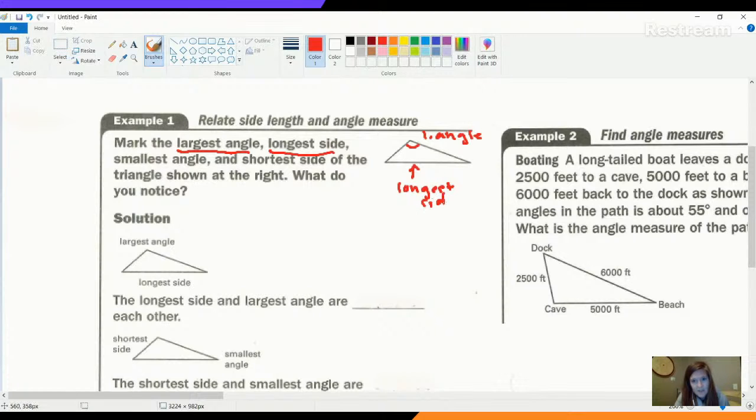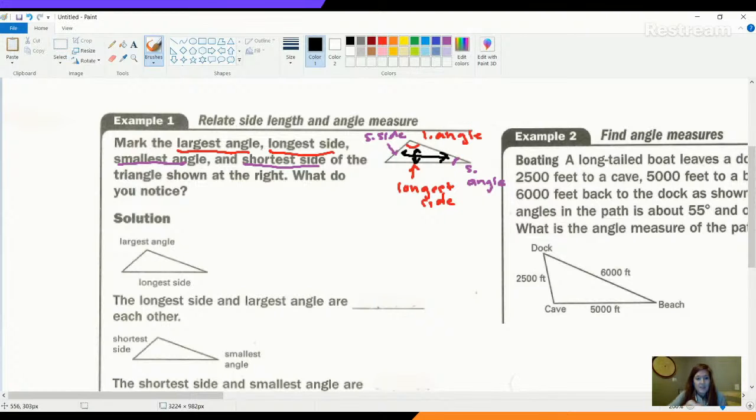Okay, and then on the other side, I want to mark the smallest angle. So if I look here at my smallest angle, this angle over here on the right-hand side appears to be my smallest angle. And then the shortest side, it's definitely this one over here. Okay, and so what I notice when I mark this is that the largest angle is across from the longest side. See how they're across from each other? And the smallest angle is across from the smallest side.